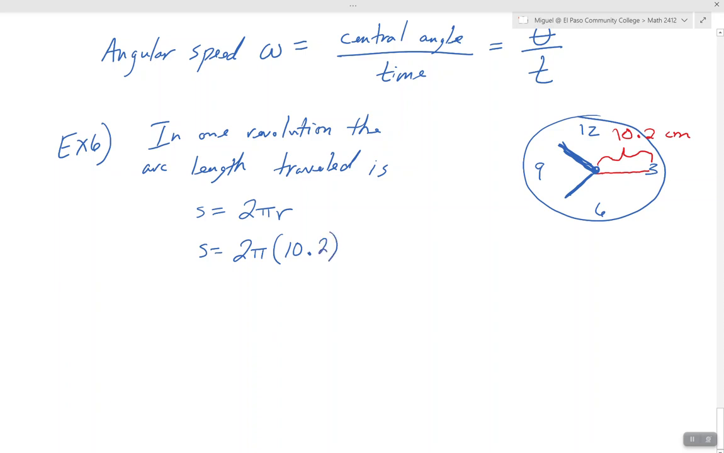Remember, it's in centimeters. If I keep the pi in, so we won't multiply it out, this is multiply the 2 and the 10.2. So we got 20.4 pi, and this will be in centimeters. Does that make sense? So all the way around, right? We're looking for that arc length. When we make a full revolution, that's how far we would travel, all the way around.